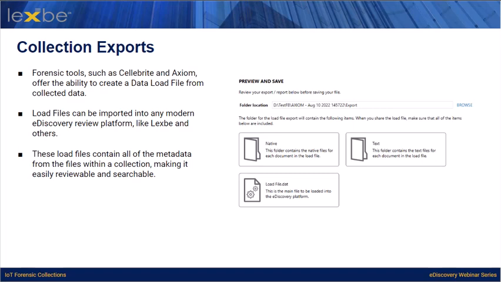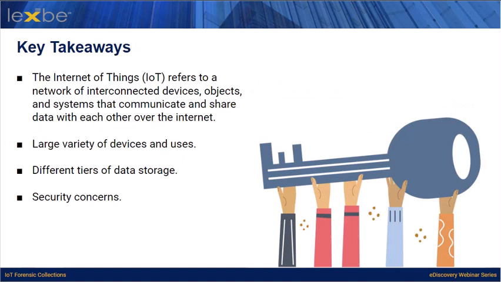So this brings us to the end. The Internet of Things, or IoT, refers to a network of interconnected devices, objects, and systems that communicate and share data with each other over the Internet. There's a large variety of devices and uses, and the three different tiers of data storage: the paired device, or the device itself, cloud, and network, and then all those wonderful security concerns.